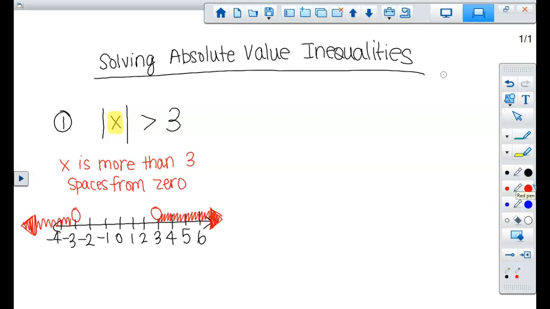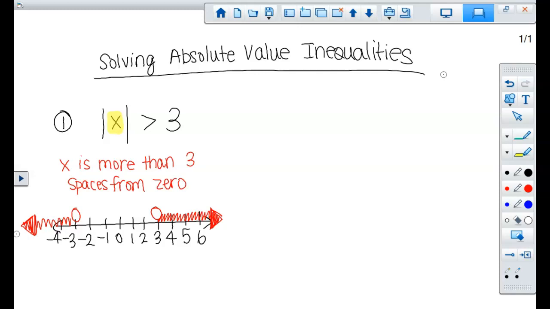So I want you to look at this number line that I've drawn here. Because what I have done on my number line is show you, by shading in, every single number that x can be. Every single x value that is more than 3 spaces away from 0, which fits this inequality that I have up here. So if I'm anywhere on this shaded ray over here at the right, I'm more than 3 spaces away from 0. If I'm anywhere on this shaded ray over here at the left, I would also be more than 3 spaces away from 0.